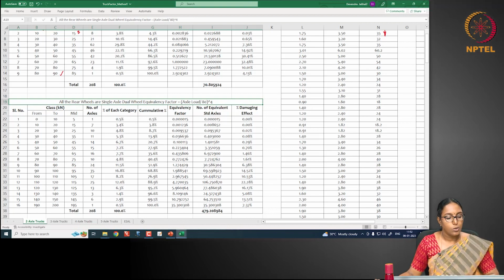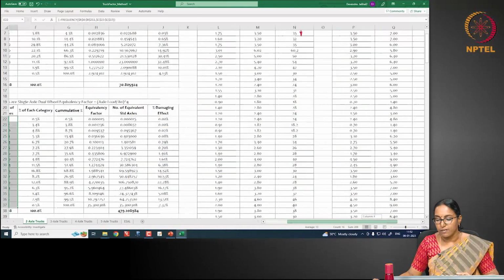So again you can see that the load is grouped into 10 kilonewton groups, or ranges. You can see 0 to 10, 10 to 20, 20 to 30 and so on. It is divided into class groups and the mid value is taken as the load for that particular class group. The number of axles, or the frequency, is estimated from the data.